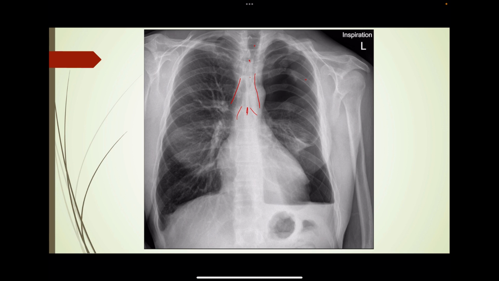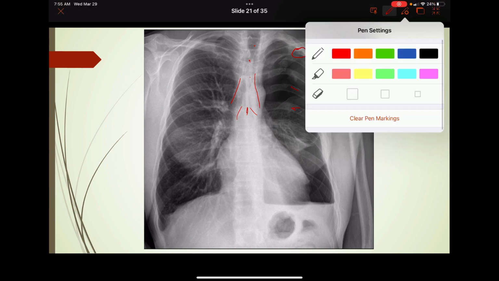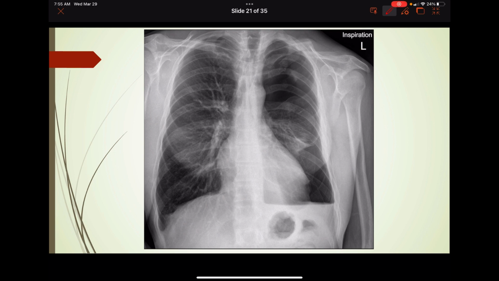I don't see much here, except right here it looks like there's a fracture. See that right there? Kind of subtle and hard to see. I almost missed it. But you can see the bone right here and that step off.